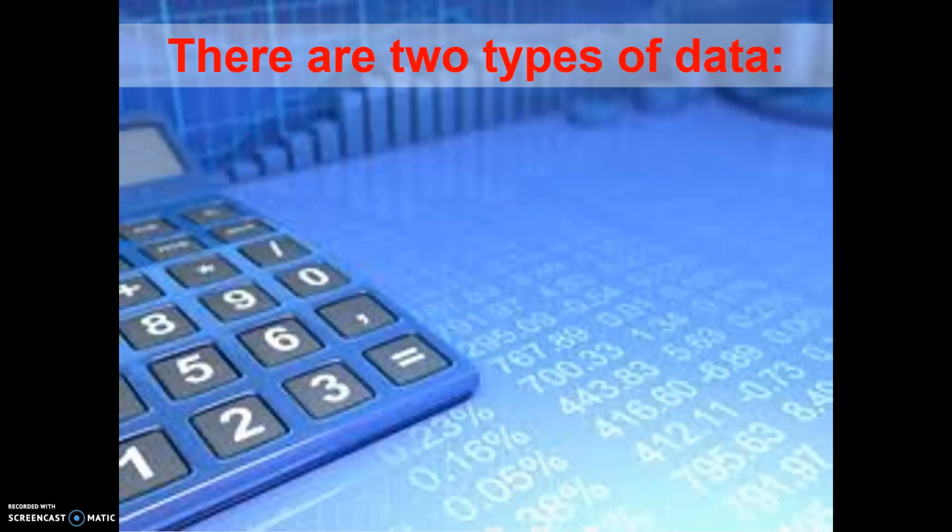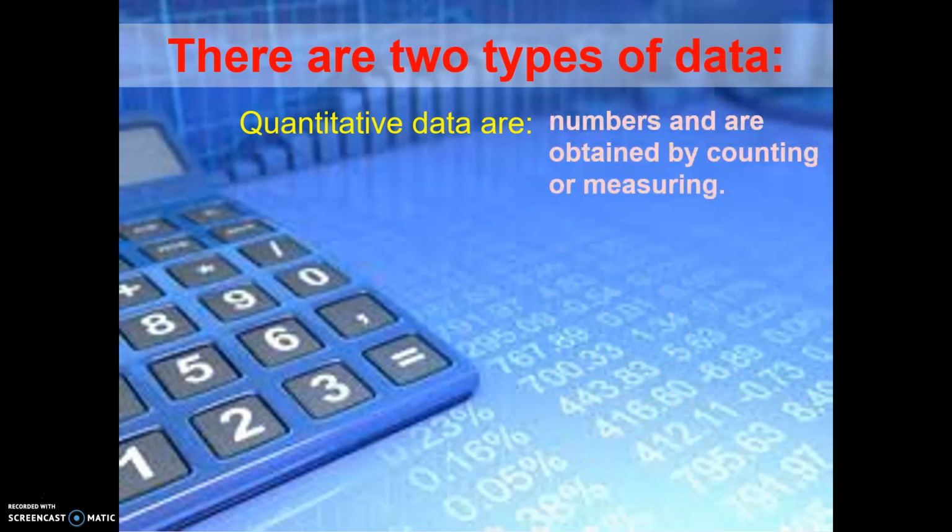And again, go back and pause if you need to. There are two types of data. So we have quantitative data, and what that is is numbers or something that we get by counting or measuring. So this could be the amount of water after rain, or it could be the number of plants that grow when we try to see how much fertilizer we need, something we can count. It's quantity, quantitative.